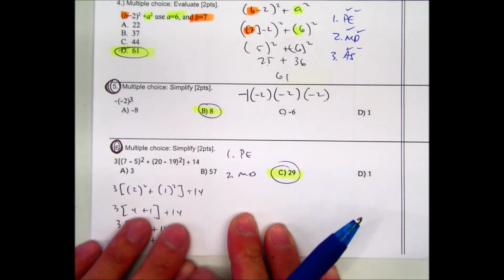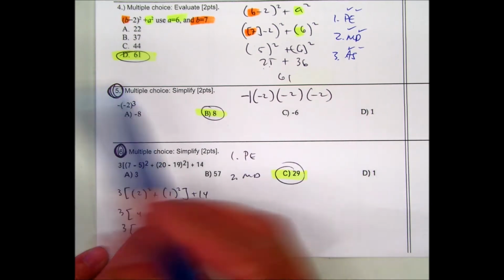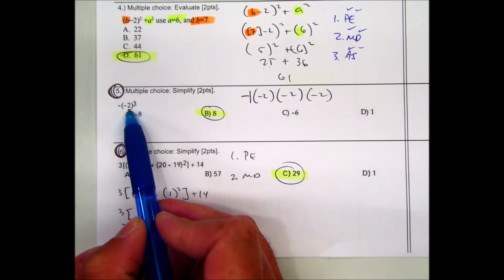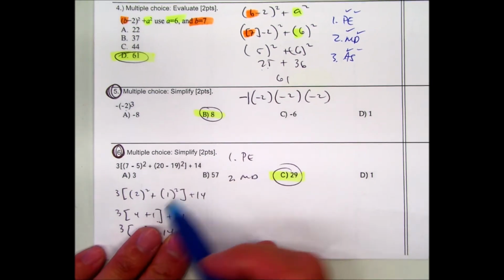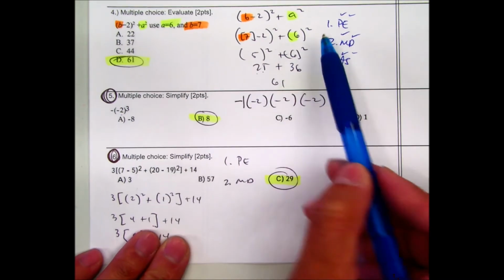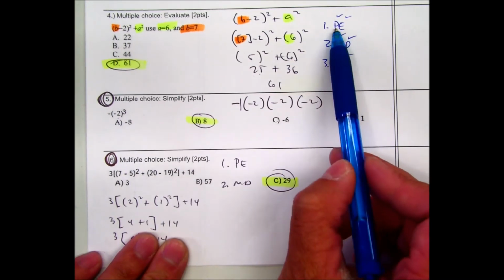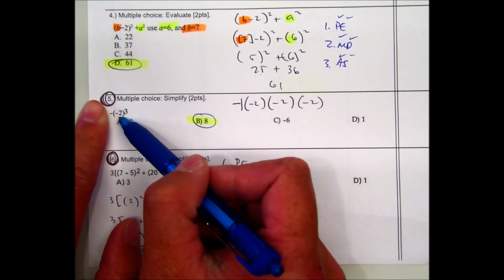Question number 5, it says the opposite of negative 2 to the third power. So your temptation might be to do the opposite of negative 2 is positive 2, and then take 2 to the third power. That would be actually incorrect, although you get the correct answer. Remember, if you look at order of operations above here, you have to do your parentheses and exponents first. So because you have the parentheses, this is telling you negative 2 to the third power.